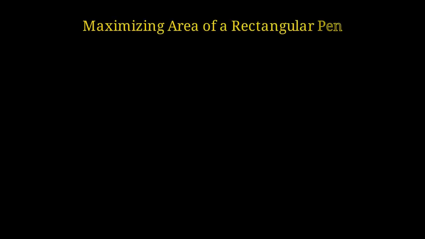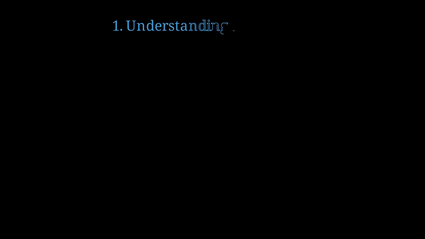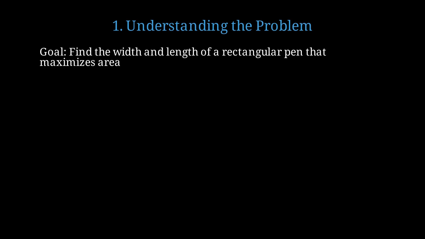In this lesson, we'll solve an optimization problem about maximizing the area of a rectangular pen. We'll find the optimal dimensions to maximize this area. First, let's understand the problem we're trying to solve. Our goal is to find the width and length of a rectangular pen that will maximize its area.